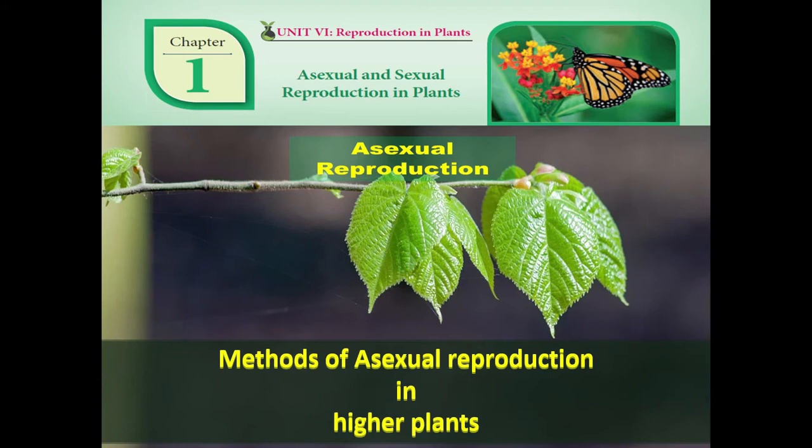Again, good morning, students. Now we are going to see the first chapter, in which is the continuation of the last session: the methods of asexual reproduction in higher plants. We have already seen the session on asexual reproduction in lower groups and its types of reproduction. Now we are going to see the methods of asexual reproduction in higher plants.